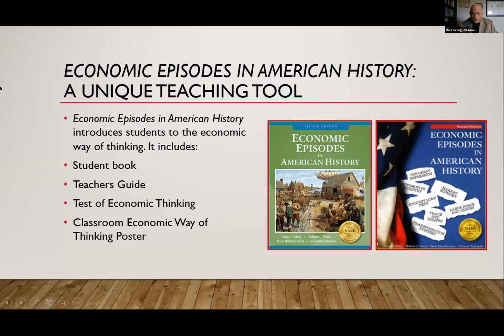At the Wool website, there's something called the Test of Economic Thinking. So if you're doing a master's degree or something and would like to do a little research, or you're just interested in measuring economic thinking with your kids, we have a test there. And if we were doing this in person, we'd be giving you a poster, but the poster is at woolpublishing.com, and you can get a copy of it there.